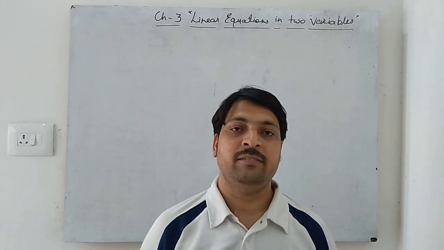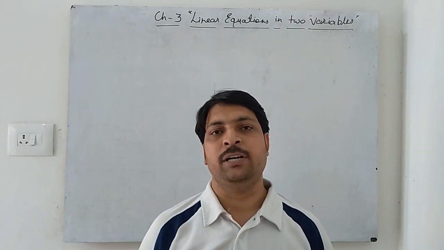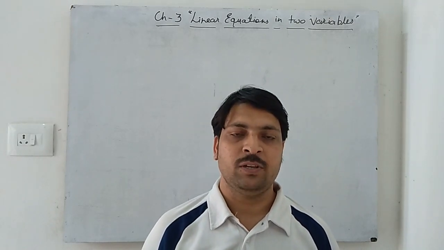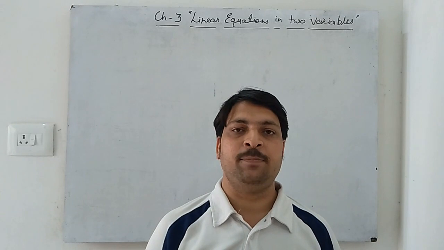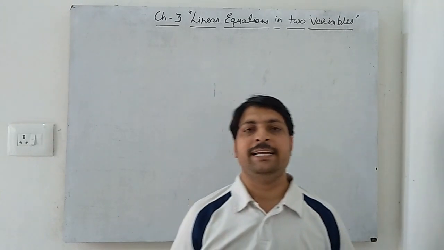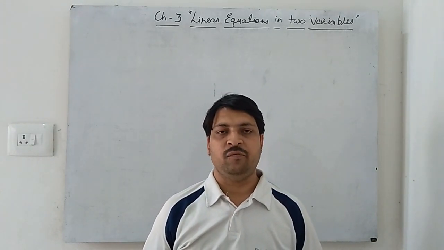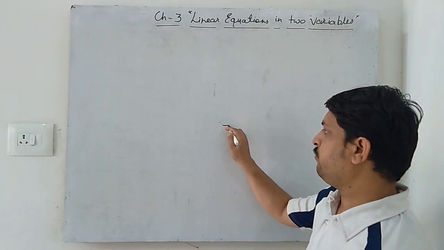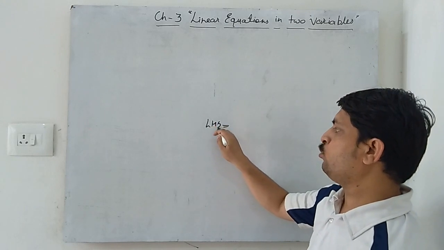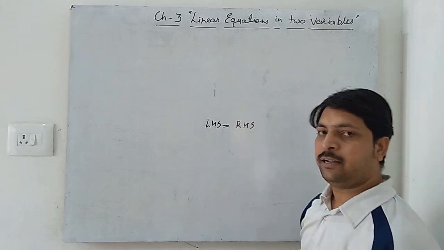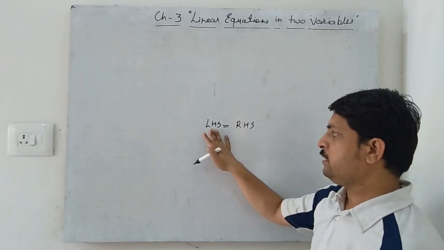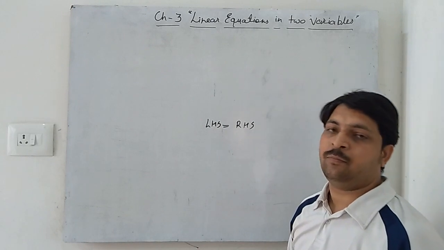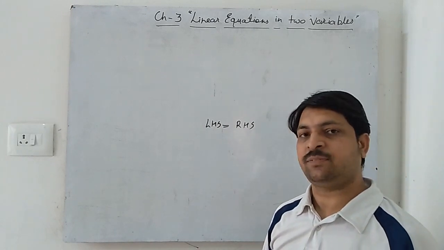Today we are starting our next chapter, chapter number 4, which is linear equations in two variables. First I will tell you the main concept of linear equations. What is a linear equation? Students, first it is an equation. Equation means there will be an equal symbol and two sides, left hand side and right hand side. Both sides can be made by expressions, algebraic expressions.